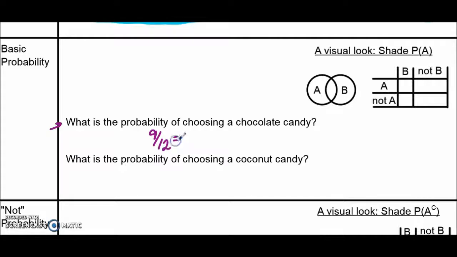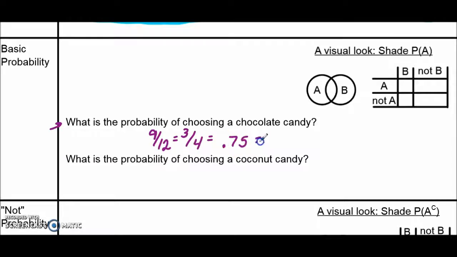Now, we often like to reduce our fractions to simplest form. So 9 out of 12 reduces to 3 out of 4. Now, sometimes we'll want to write our probabilities as decimals. Now, a probability as a decimal is always between 0 and 1. To get there, all you need to do is divide the numerator by the denominator, either by hand or in a calculator. Now, 3 divided by 4 gives us 0.75. So the probability of choosing a chocolate candy is 0.75.